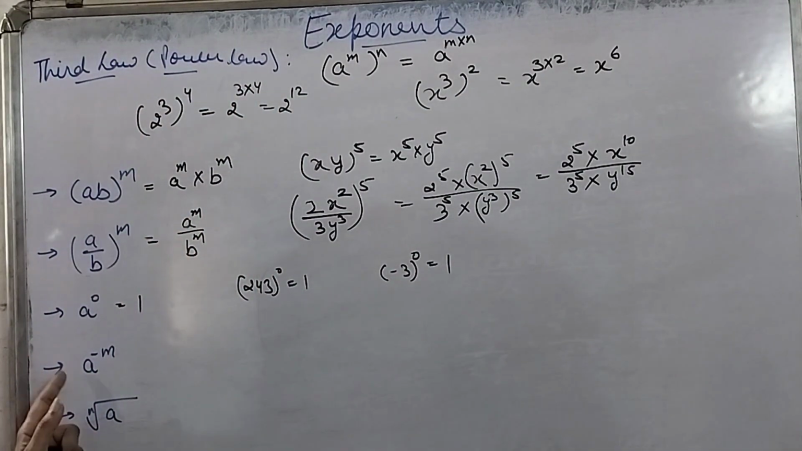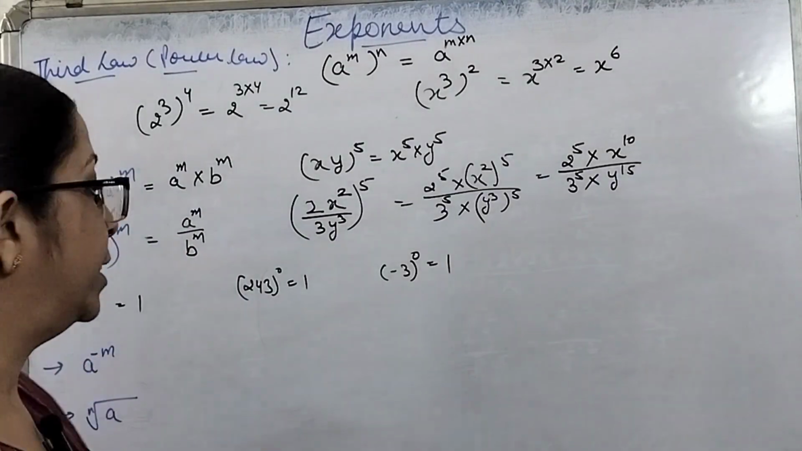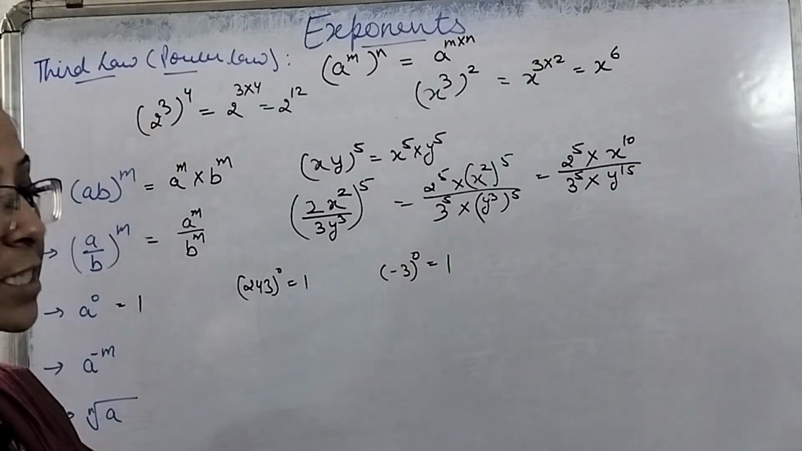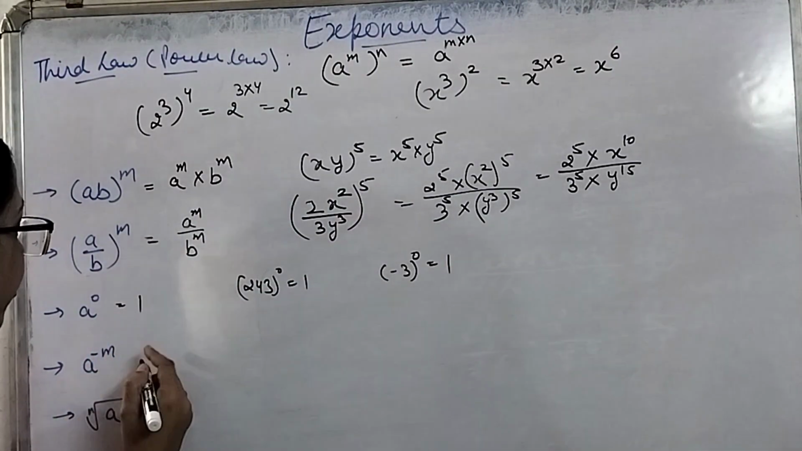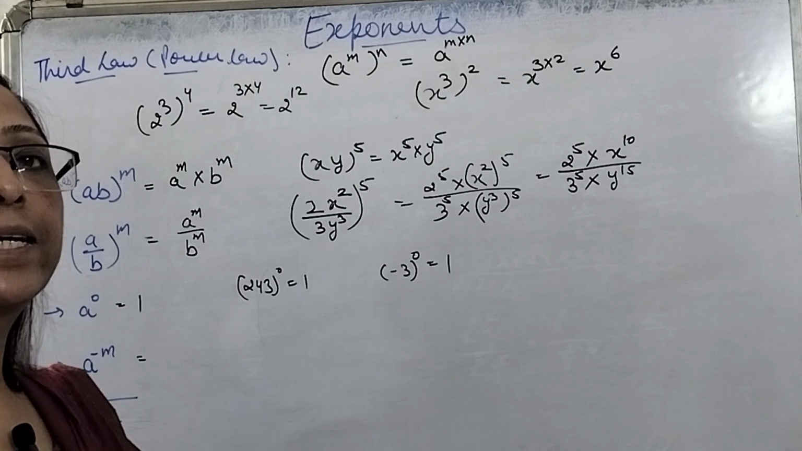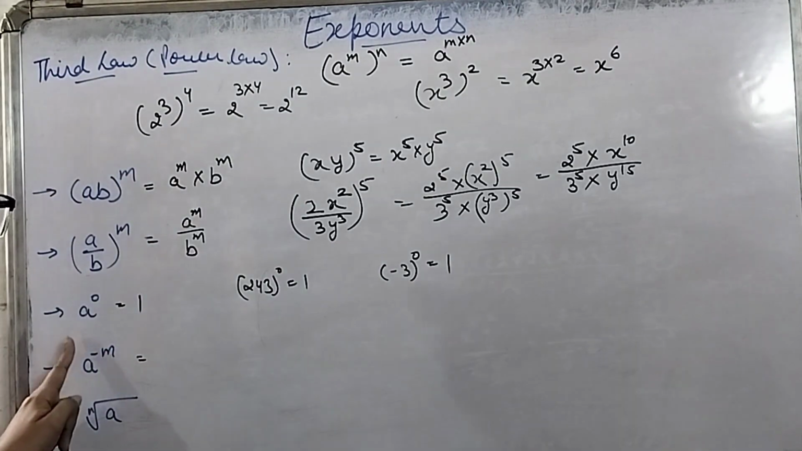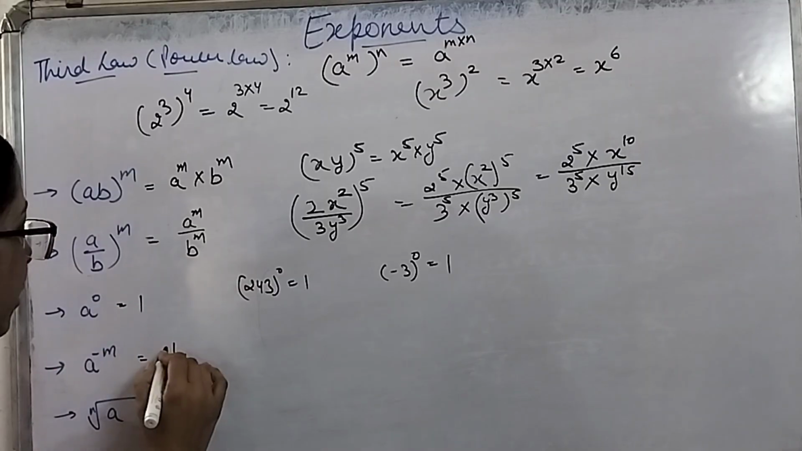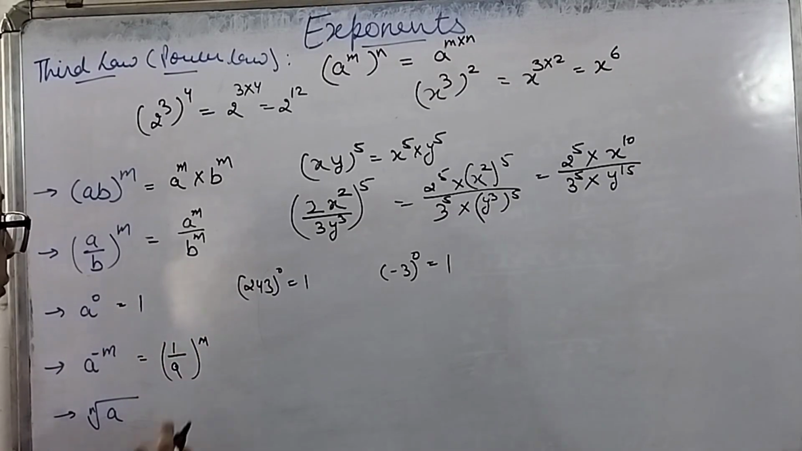The next is your a raised to the power minus m. It is even known as your negative index property. That is your law. If any base is having a negative index, the power is negative, then what we will be doing is, we will be reciprocating the number. Over here the number is a, so we will reciprocate the number. The number will become 1 upon a and whole raised to the power m it will be.